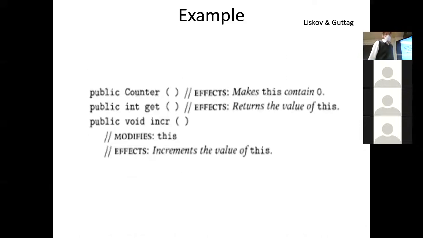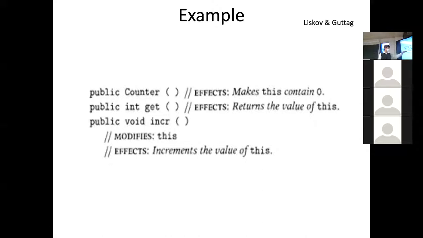Okay, so here's a counter. This is one where there's actually another side effect. There's a modification going on. So we create the counter, and then we can get it. When we create it, its initial value is 0. We can get its value at any one time, and we can increment it. So this is an example of a counter.